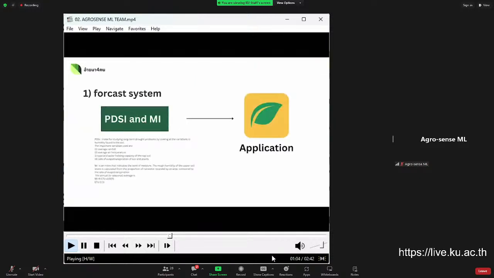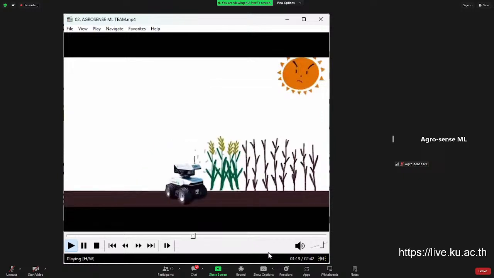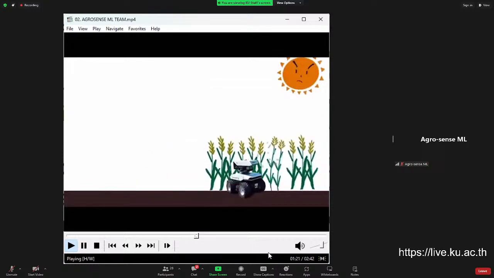Our first part of the system will be the forecasting system, which uses the drought severity index and moisture index to forecast when farmers should plant and when not to plant. The forecast will send a signal through our application. After forecasting, our machine will run along the track, and the input from the forecast will let the machine know what season it is so it can calculate the inputs.